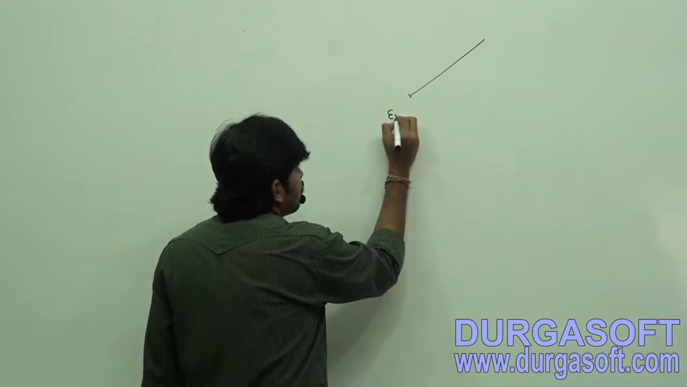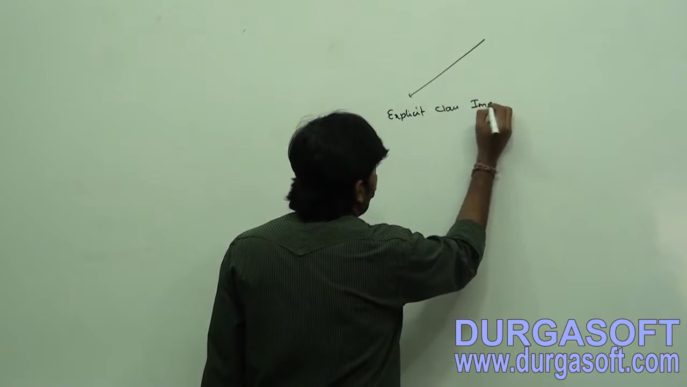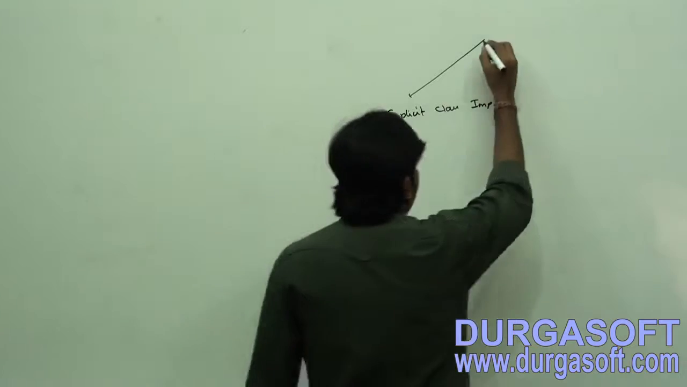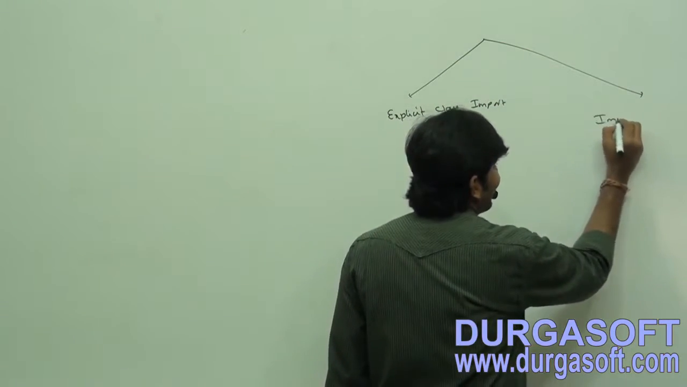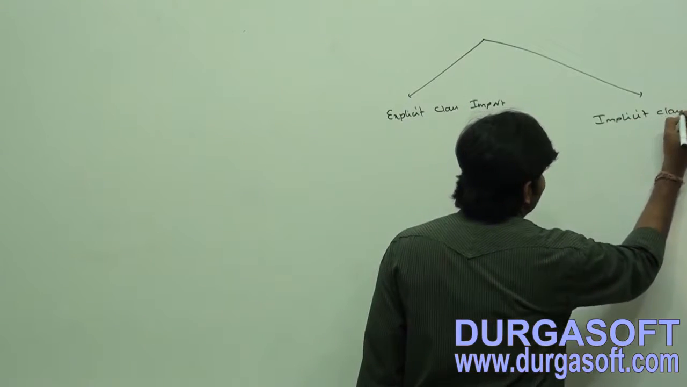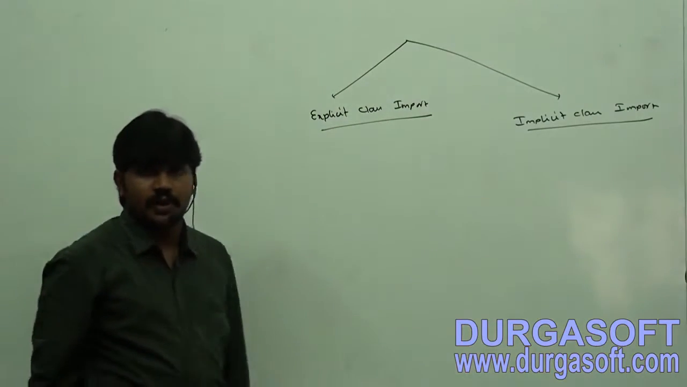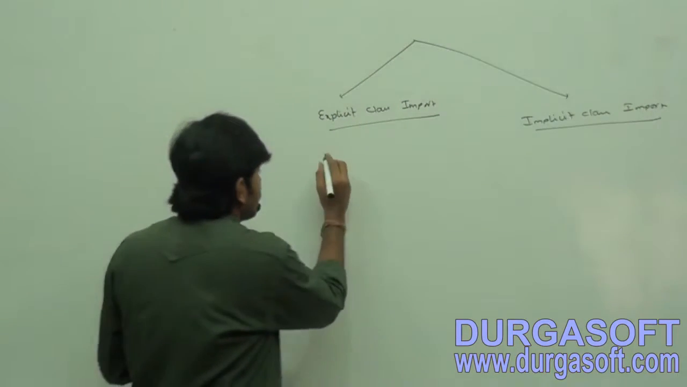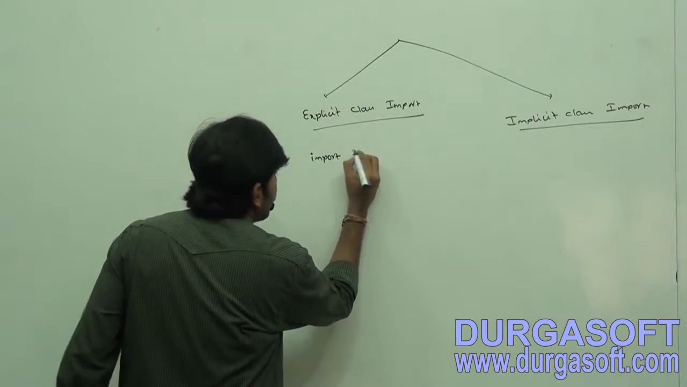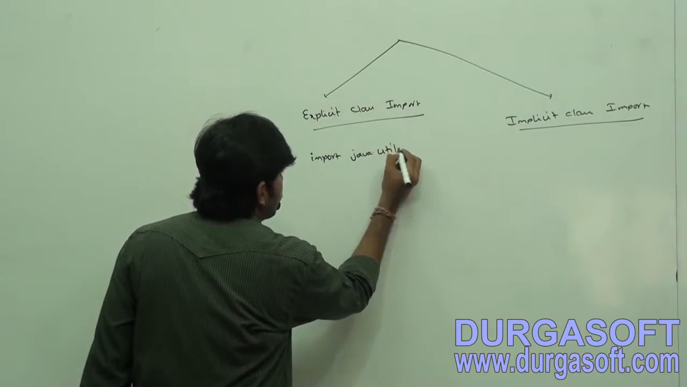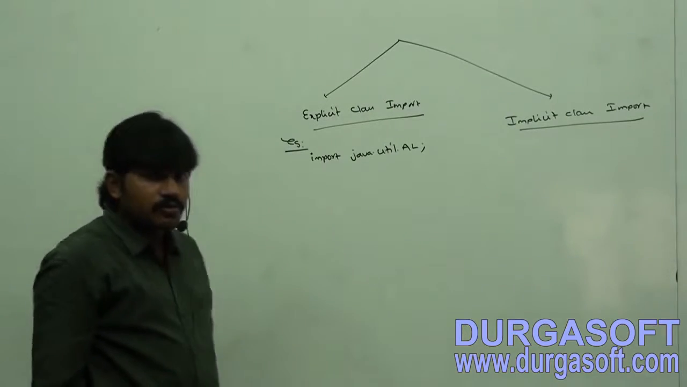The first one is explicit class import. The second one is implicit class import. The example for explicit class import: import java.util.ArrayList.